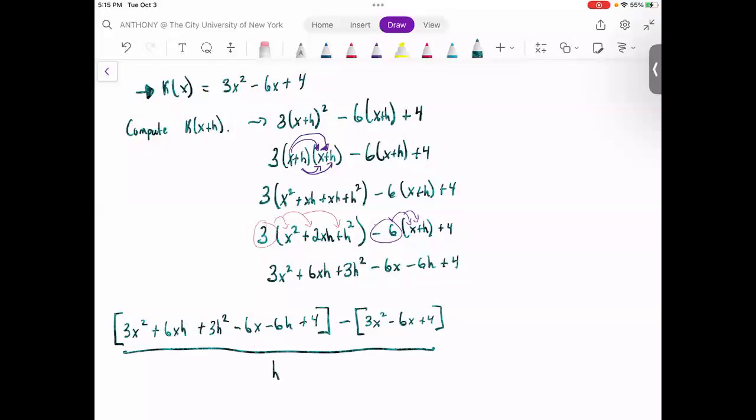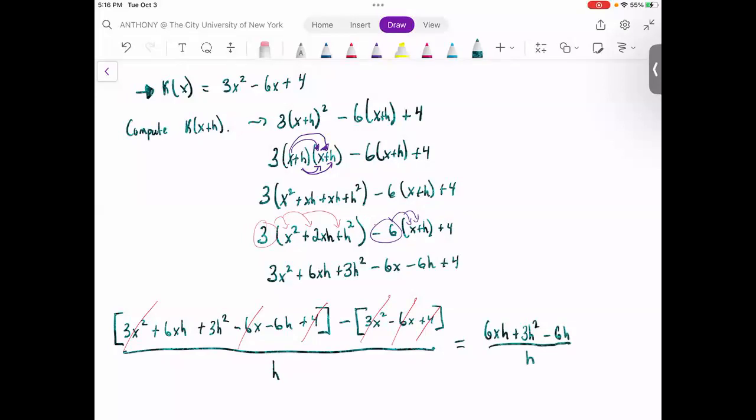So whatever terms that the 2 brackets have in common, you can get rid of. What terms do they have in common? 3x squared, what else? Negative 6x, what else? And the 4s. So if you notice, the original function for k of x, defined as 3x squared minus 6x plus 4, is now wiped out. What you're going to have remaining are the terms that involve an h. So you have 6xh plus 3h squared minus 6h all divided by h.